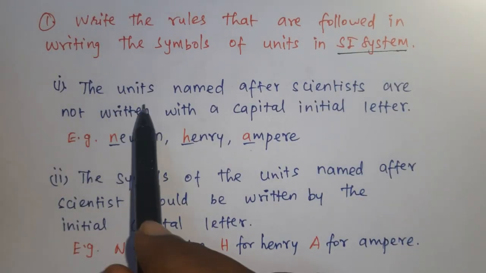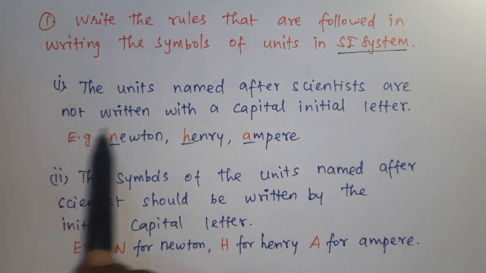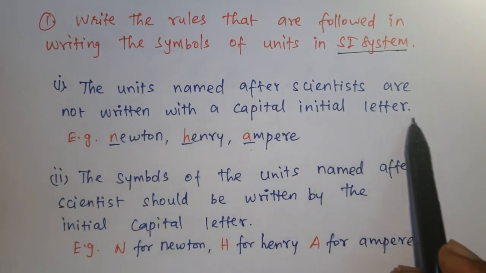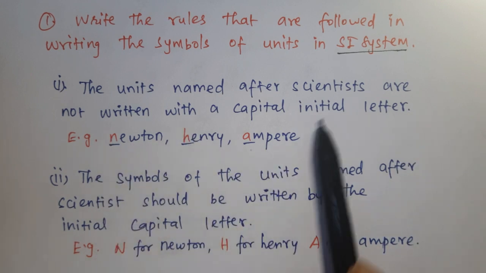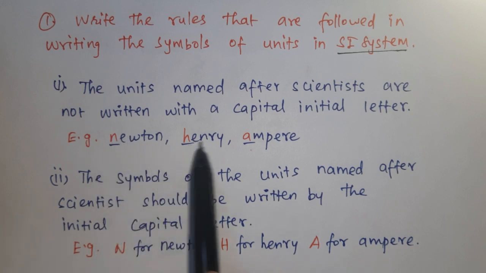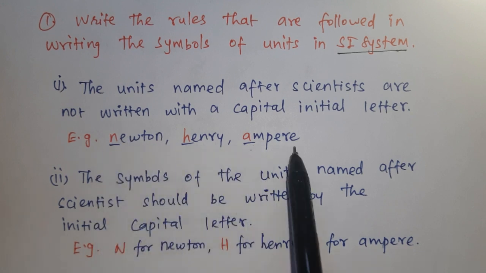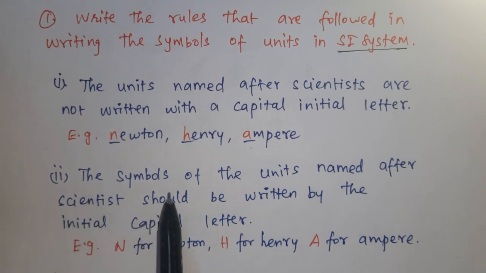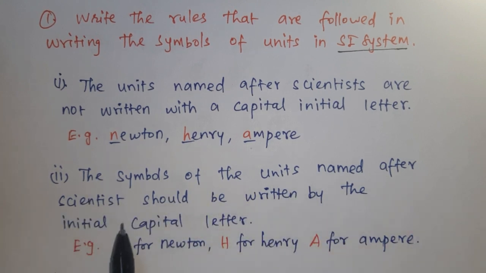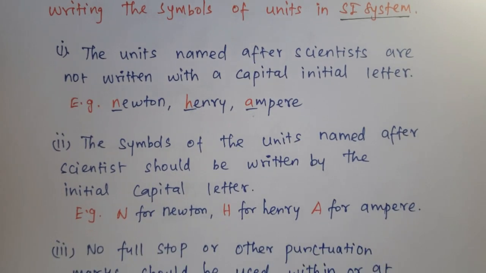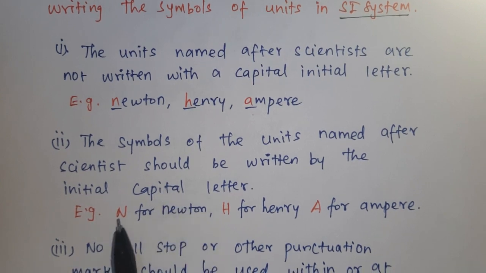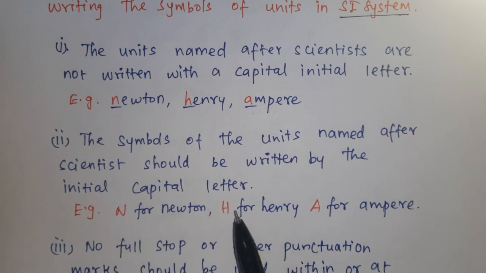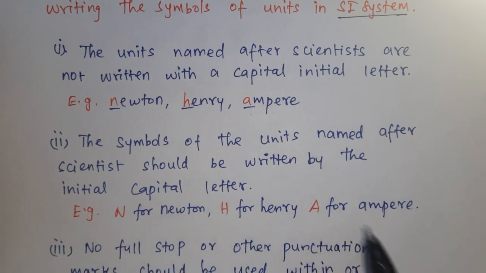Rule 1. The units named after scientists are not written with a capital initial letter. So the first letter in capital should not be written. The first letter is a small letter: newton, henry, ampere. Second rule, the symbols of the units named after scientists should be written with the initial capital letter. So the scientist's name initial should be a capital letter. Newton, if you want to express it in a single letter, is N. For henry, capital letter H. For ampere, capital letter A.